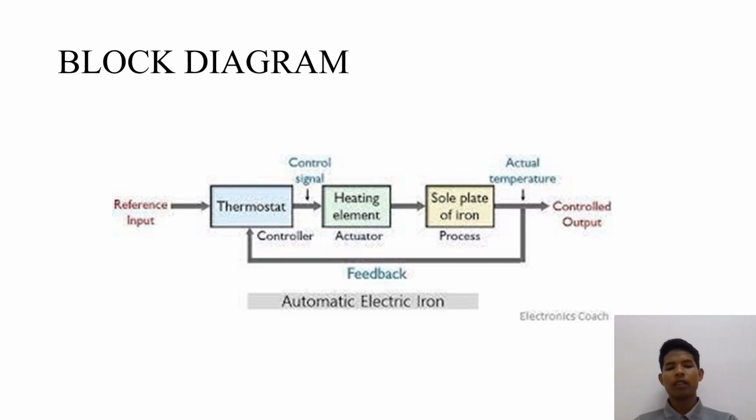So the thermostat functions like a controller, the heating element is an actuator, and the sole plate of the iron is the process, which goes to the controller output. If the heat does not reach the set point, the feedback goes to the thermostat again and goes to the actuator, process and control output.